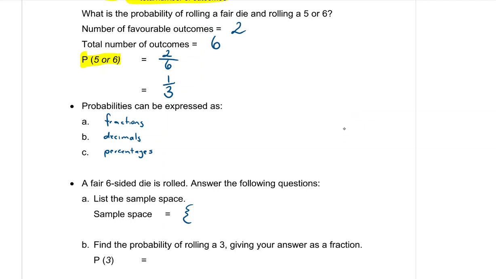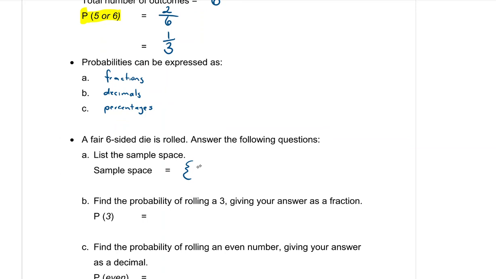So you open a curly bracket and you want to list off all the possible outcomes for when you roll a dice. So I can get a 1, 2, 3, 4, 5, or 6. And I close the curly brackets. That's how you should always write sample space, okay?